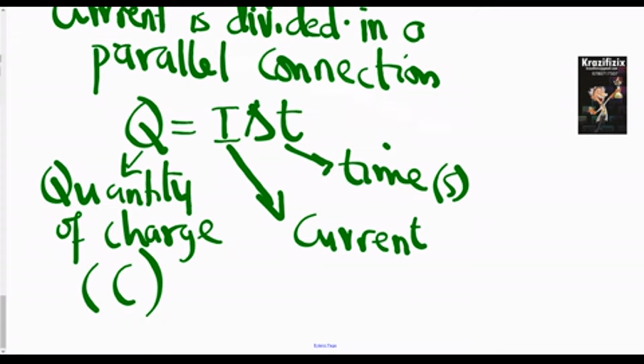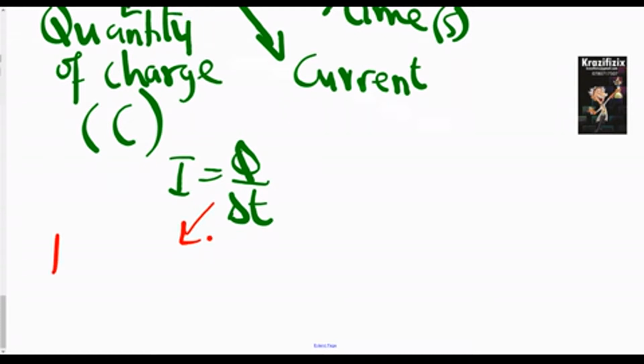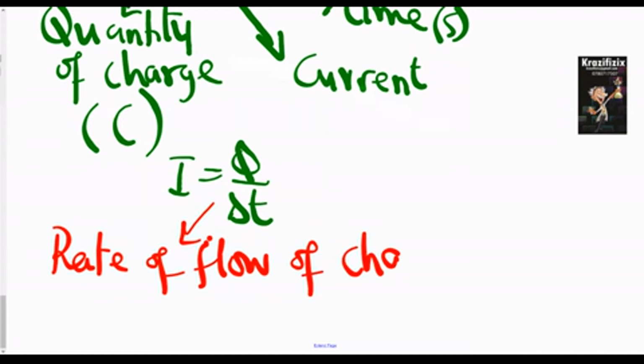So if we go further, we could actually say I is Q over delta T, and this is where the definition of current comes from: the rate of flow of charges. Every time we use time to divide, it's always the rate. So it is the rate of flow of charges. Very, very important things we need to know about current.